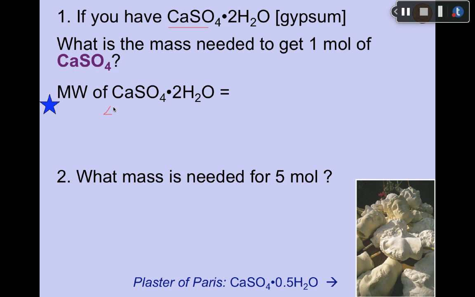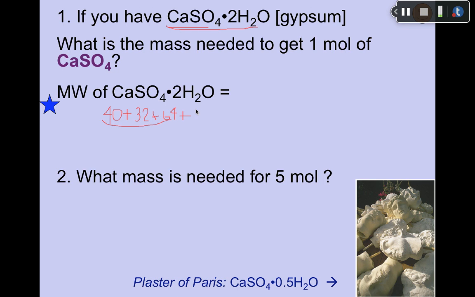I'm going to do this in round numbers because I'm limited to writing with my mouse for this particular recording. 40 for calcium. Sulfur is, look it up, should be 32. And 4 oxygens is going to be 4 times 16. Those of you with a calculator or a math instinct might know that 4 times 16 is 64. That would be calcium sulfate alone, but to get 1 mole of calcium sulfate from this calcium sulfate dihydrate, 2 water molecules have to be included.